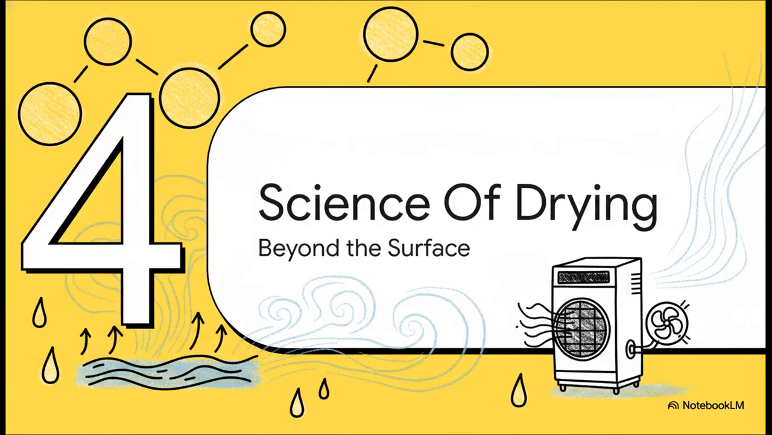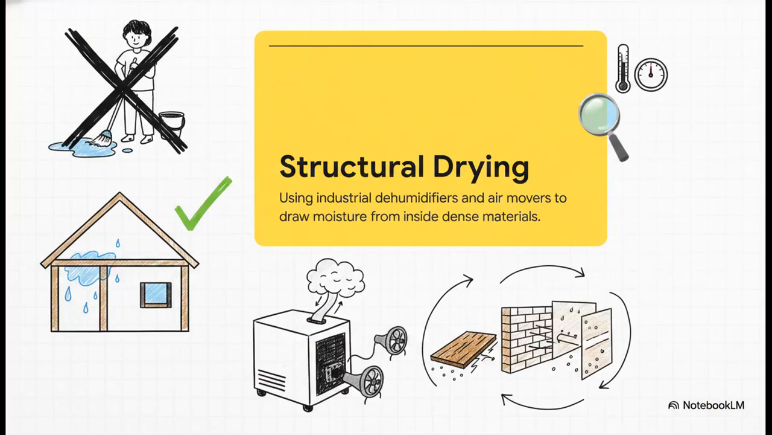Okay, Part 4, the science of structural drying, going beyond the surface. And this brilliantly illustrates the massive difference between just wiping up a spill and actually saving a building. Structural drying is this highly methodical scientific process of manipulating psychrometric principles. Professionals deploy industrial dehumidifiers to pull moisture directly from the air, while simultaneously arranging air movers to create highly specific circulation patterns. This engineered airflow essentially acts like a giant vacuum, drawing trapped water out from deep inside dense materials like hardwood, drywall, and brick.